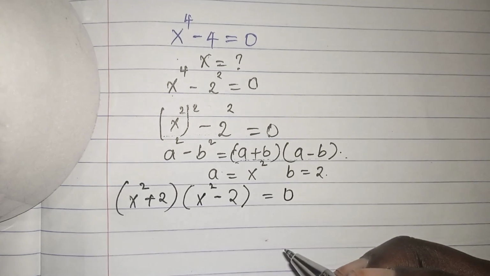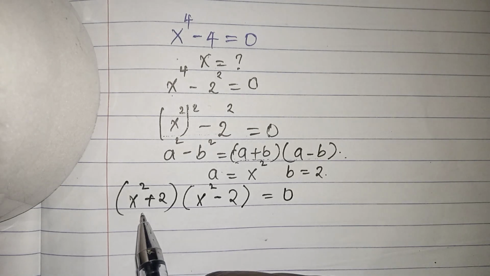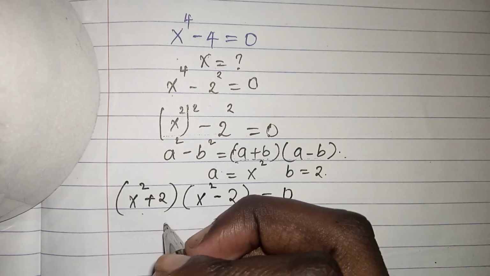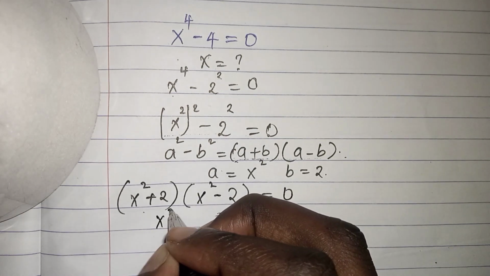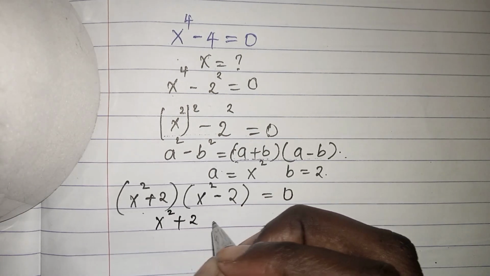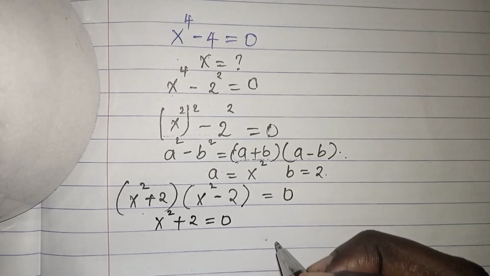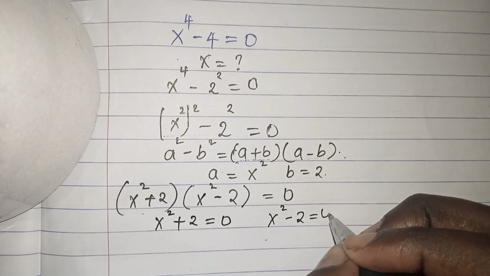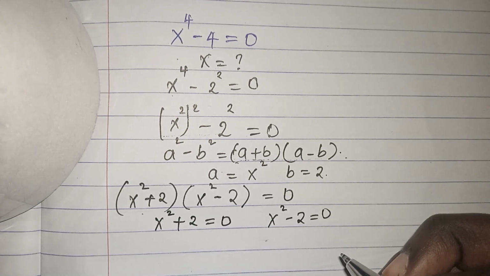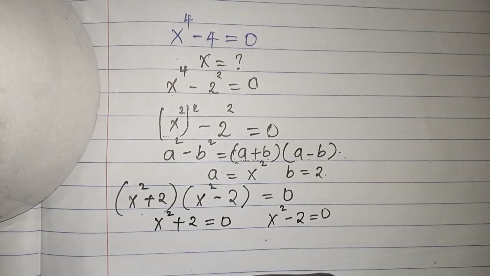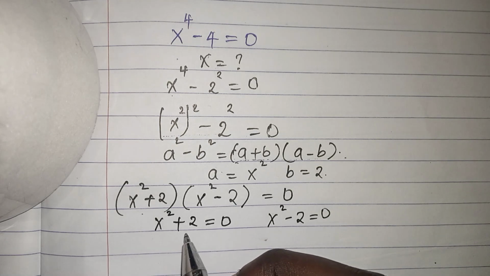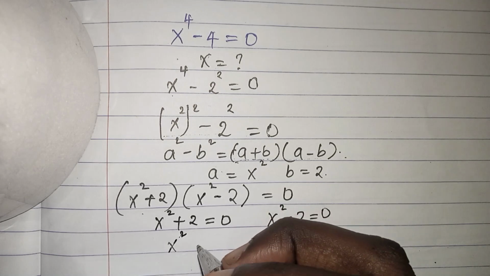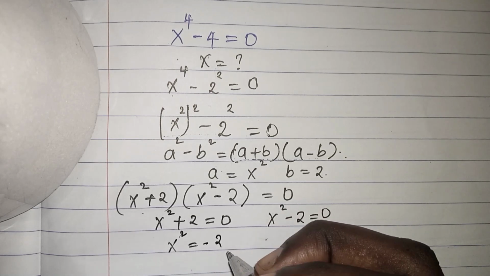Good. Our next step, we are going to equate this with 0 and equate this with 0. So x squared plus 2 is equal to 0. x squared minus 2 is equal to 0. Okay, so to remain with x squared as our subject, we're going to take 2 to the other side. So x squared is equal to negative 2.